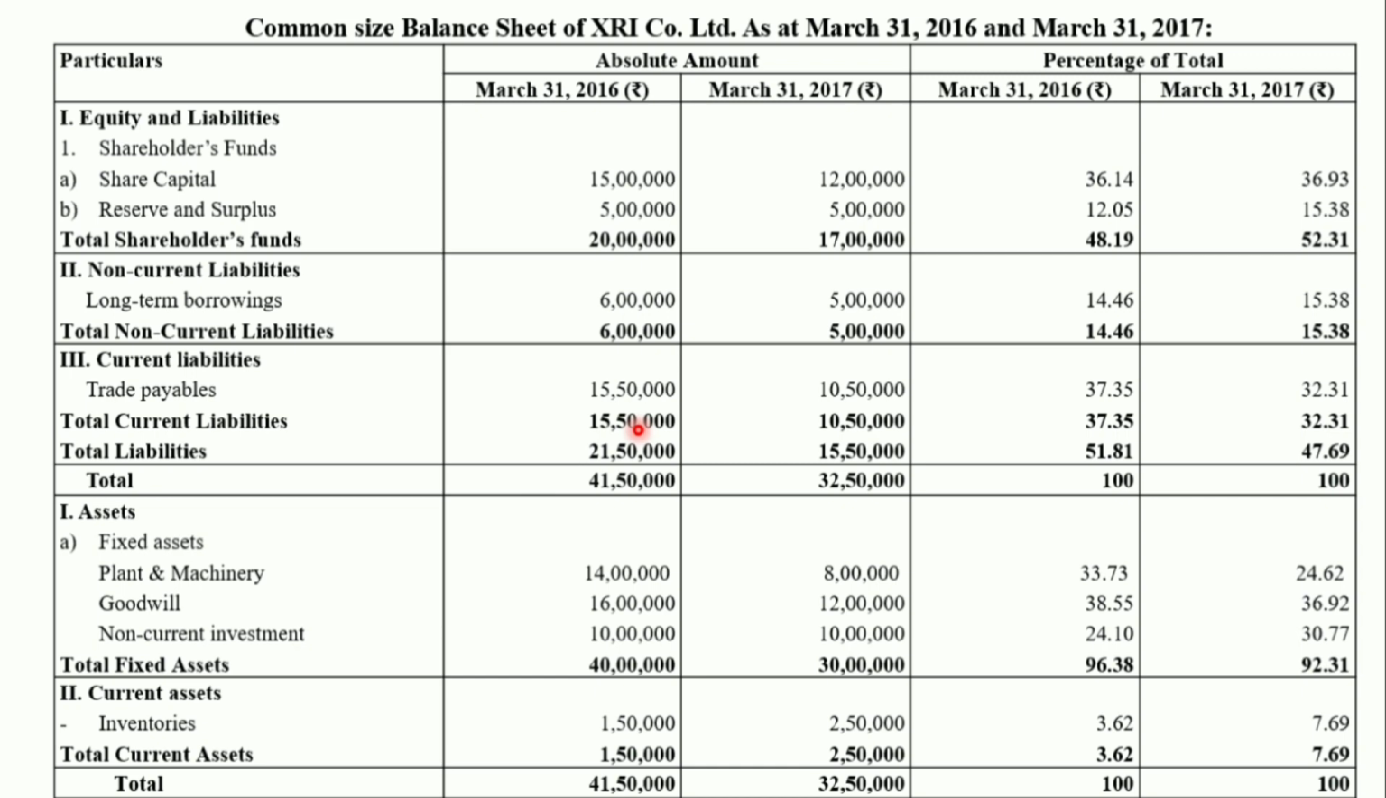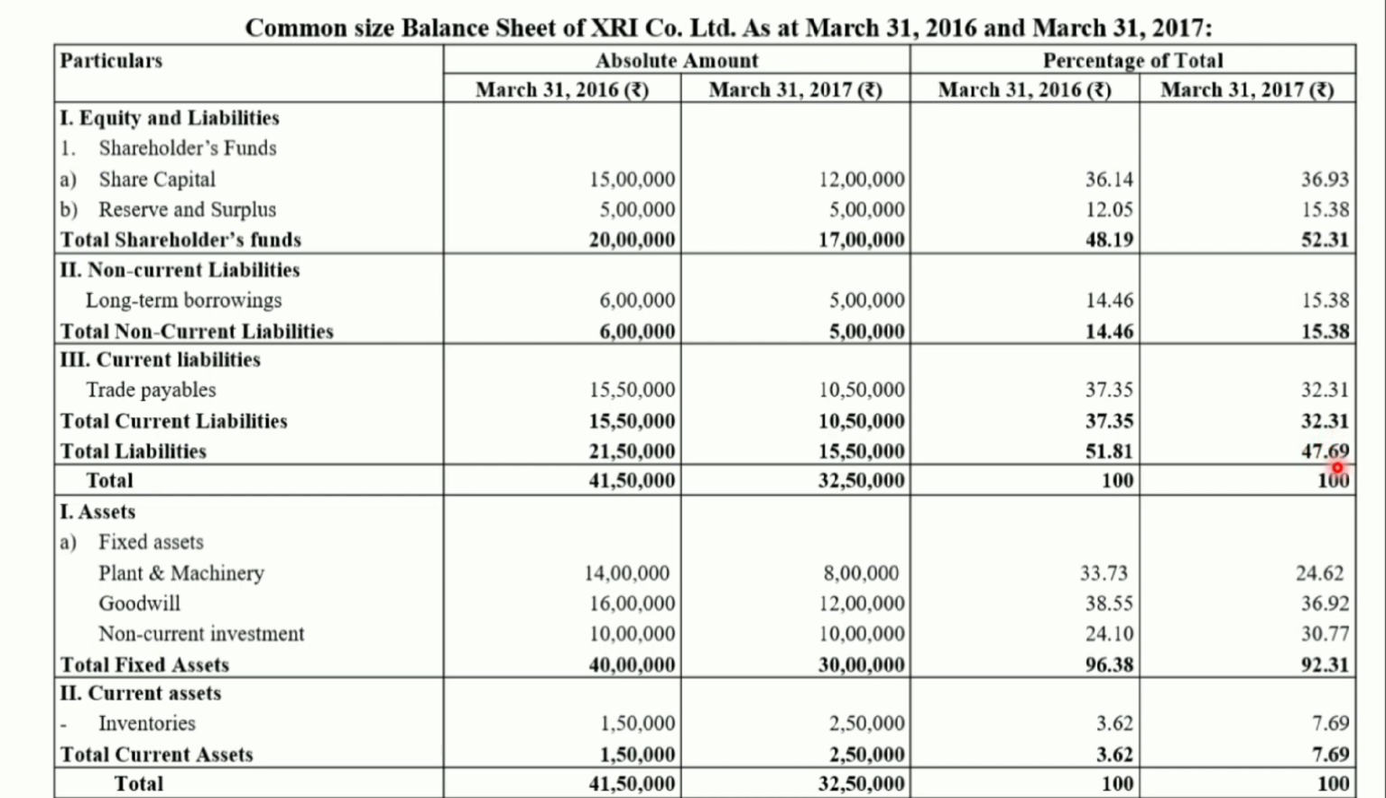Okay, that means total current liability is 37.35% of total liability for 2016, and for 2017 that is 32.31% of the total liability. Again here we find out the total liability. Total liability means non-current liability and current liability. That's why the addition of 6 lakhs plus 15 lakh 50,000, that is the total liability. We find out the share of total liability in total equity and liability. That is here 51.81% is the total liability of total equity and liability.